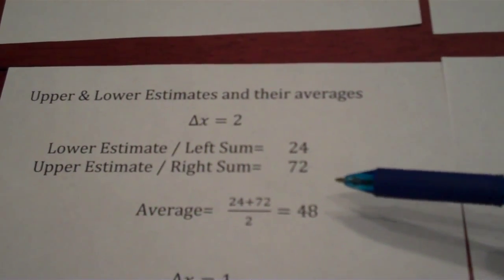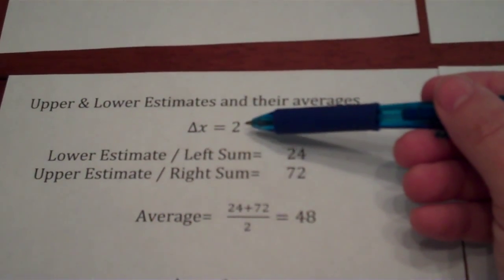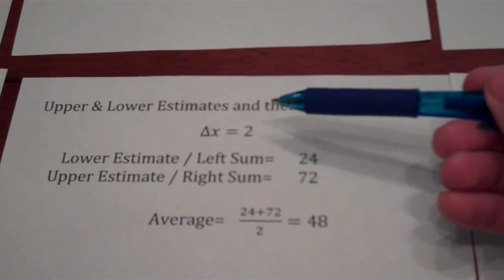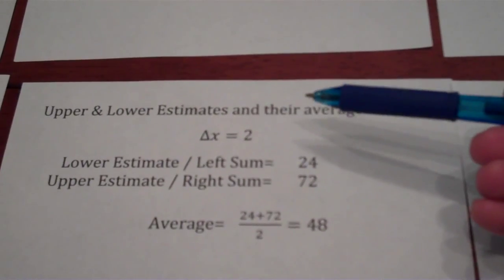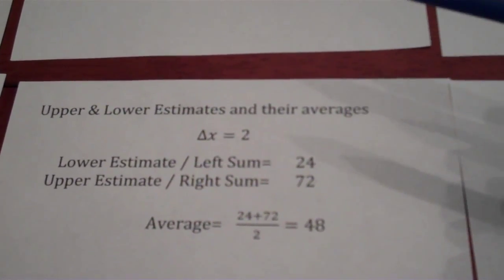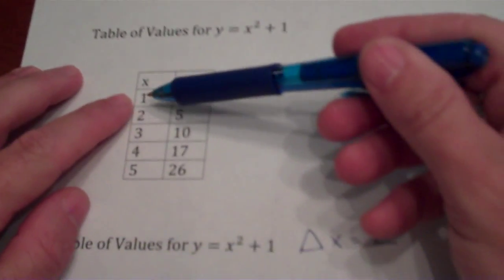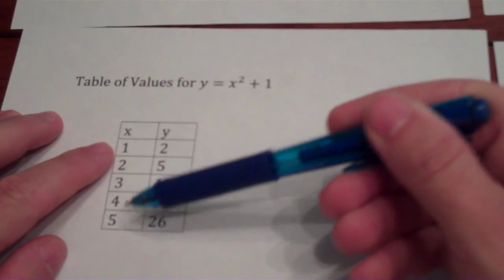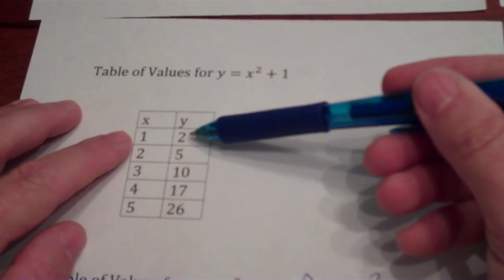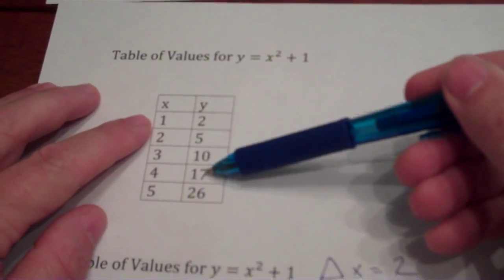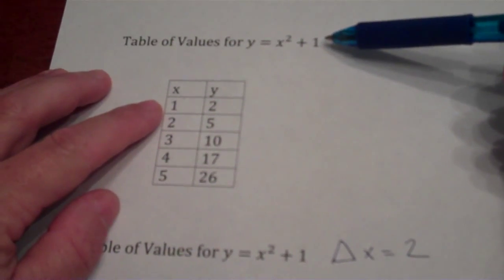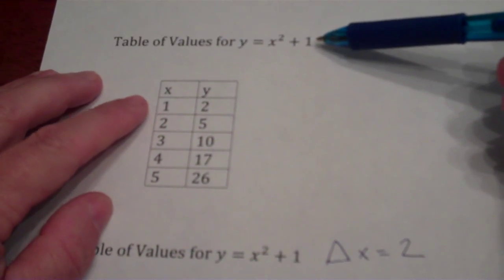But again, we used a delta x, or the change in my x, of 2. Let's go ahead and go beyond this now and assume that my delta x was 1. Let's take a look at our new chart when we do that. If I plug the values 1 through 5 directly into my chart, then the values I get are 2, 5, 10, 17, and 26. Again, I'm still using my basic function of y equals x squared plus 1.